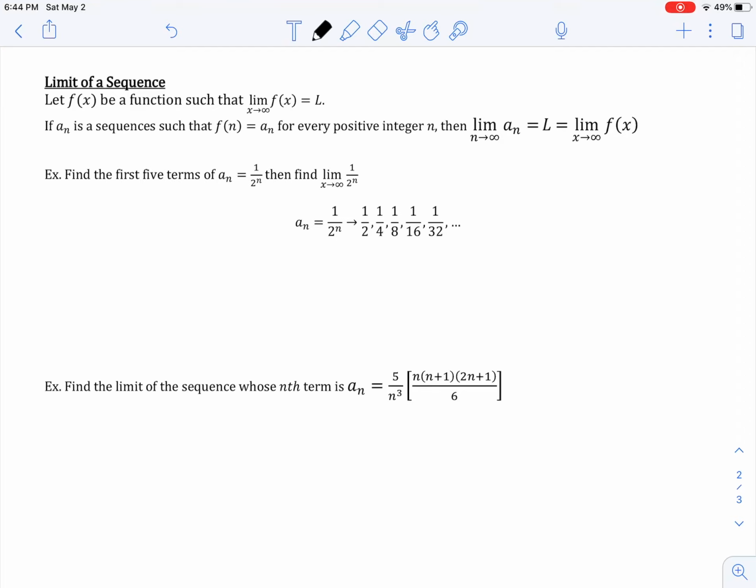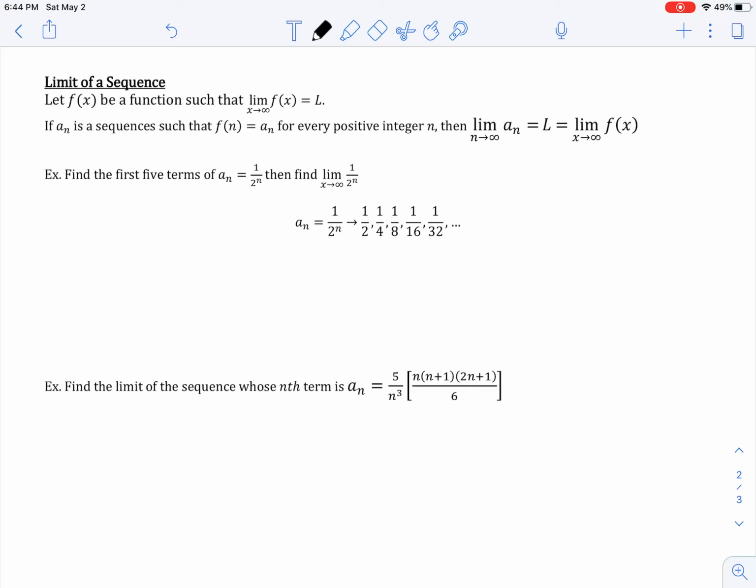So it says, let f of x be a function such that the limit of this function as x approaches infinity is some value L. If you have some sequence, which we'll call a sub n, that can be written in terms of that function for every positive integer n, then the limit as n approaches infinity of that sequence is going to be that L value.